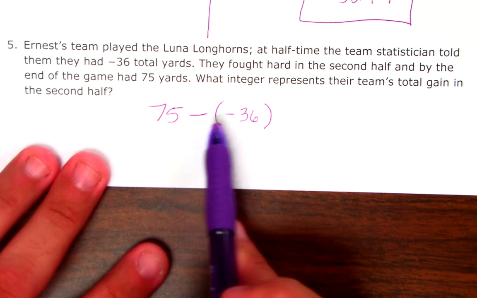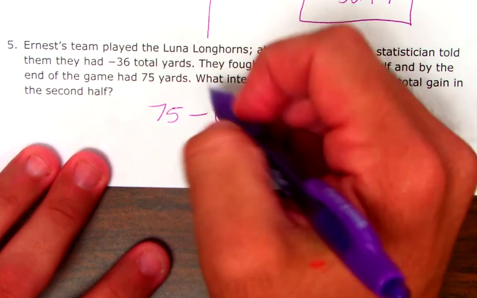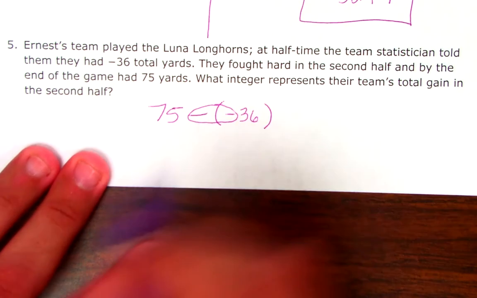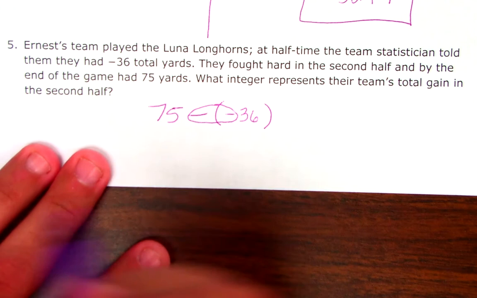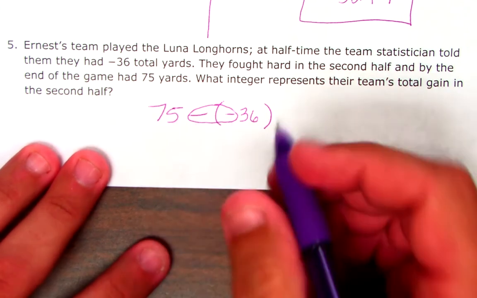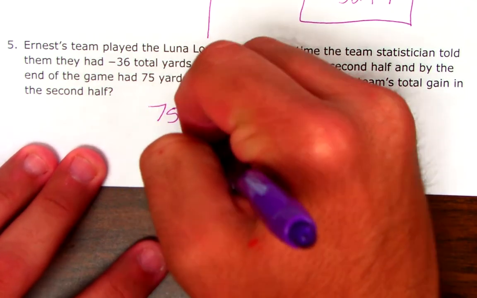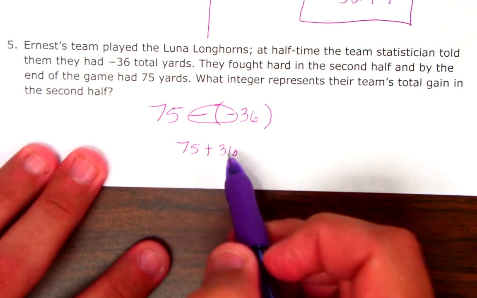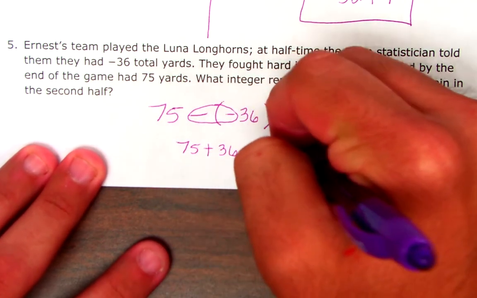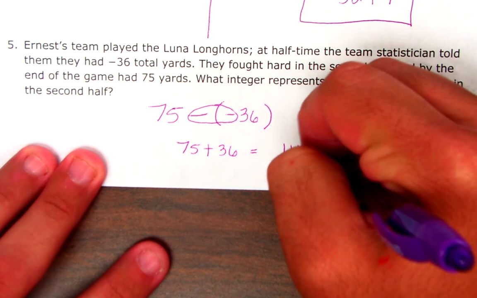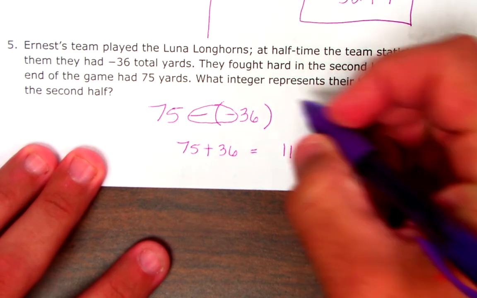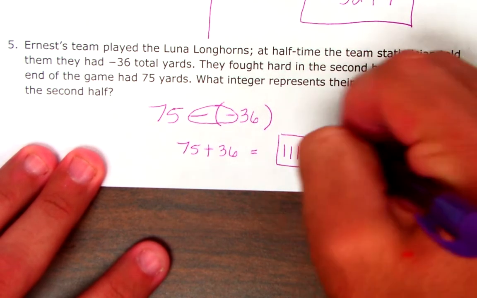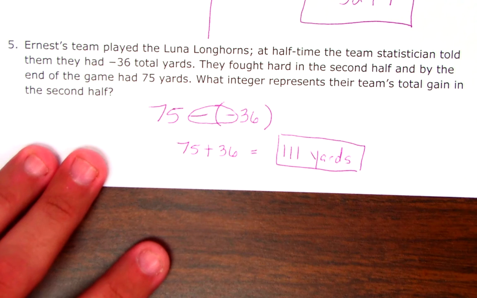All right, now if we look here, we got back-to-back double negatives. What happens when you have back-to-back double negatives? Well, it turns into a positive. So now we have 75 plus 36, which is 111. So they gained 111 yards in the second half.